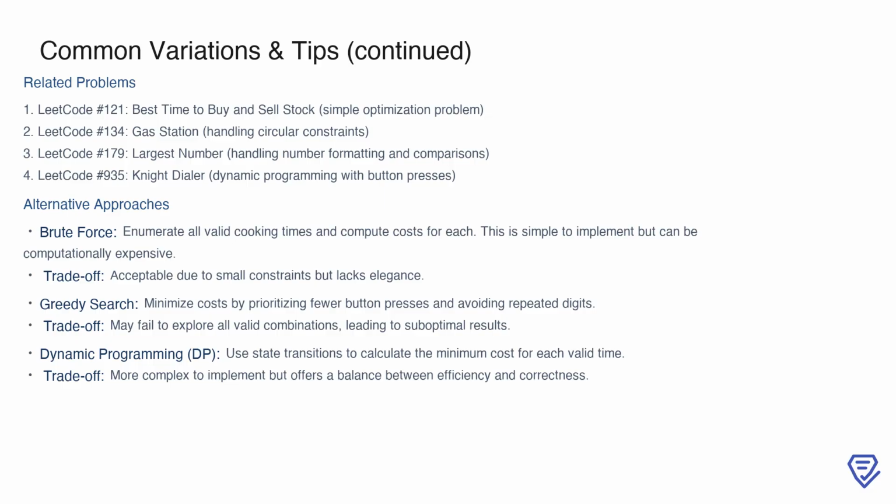Now, in terms of alternative approaches, brute force is the most straightforward. By enumerating all valid cooking times and computing the cost for each, you can guarantee correctness. However, this approach can be computationally expensive and lacks elegance. A greedy search strategy can improve efficiency by prioritizing fewer button presses and avoiding repeated digits, but it risks missing some valid combinations, leading to suboptimal results. For a more balanced solution, dynamic programming offers a structured way to calculate the minimum cost by leveraging state transitions. While DP is more complex to implement, it strikes a good balance between efficiency and correctness, making it a strong choice if you're comfortable with the added complexity.